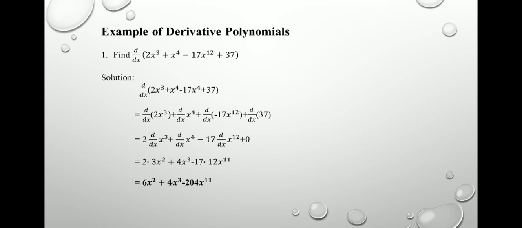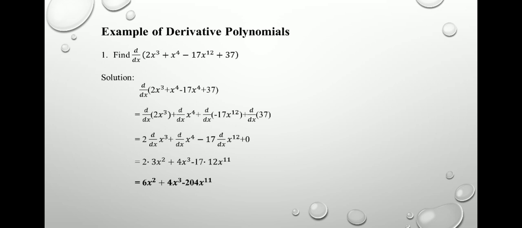Example of derivatives of polynomials. Number 1. Find d/dx of the quantity 2x cubed plus x to the fourth minus 17x to the 12 plus 37. We have here the solution. d/dx of (2x cubed plus x to the fourth minus 17x to the 12 plus 37) is equal to d/dx of 2x cubed plus d/dx of x to the fourth plus d/dx of negative 17x to the 12 plus d/dx of 37.